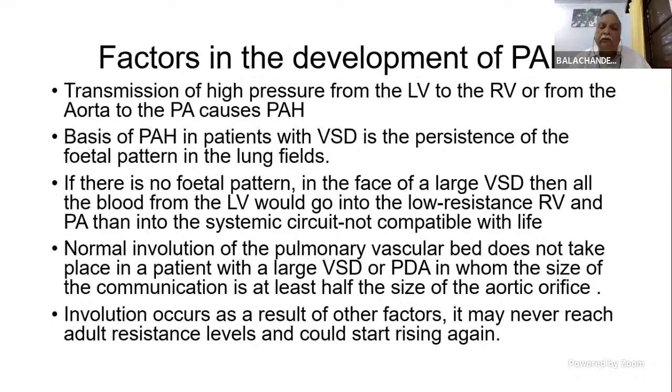So involution can result as a result of other factors. You know that in a premature child, it involutes very quickly. As you bring the child from high altitude to low altitude to sea level, involution occurs. But this involution will result in failure at the cost of a reduction of pulmonary arterial hypertension. Next slide.